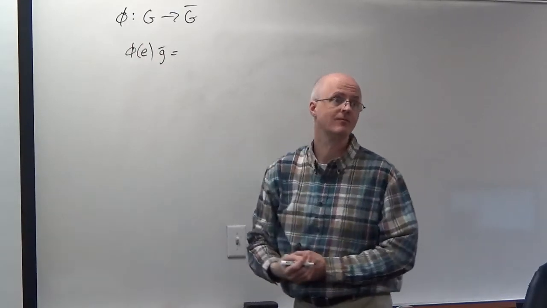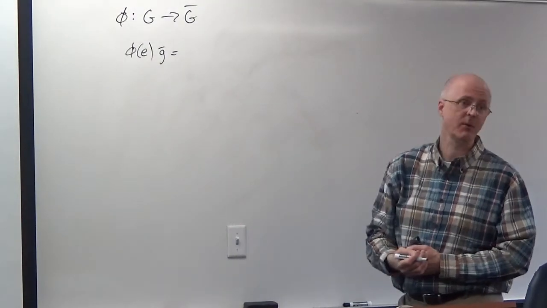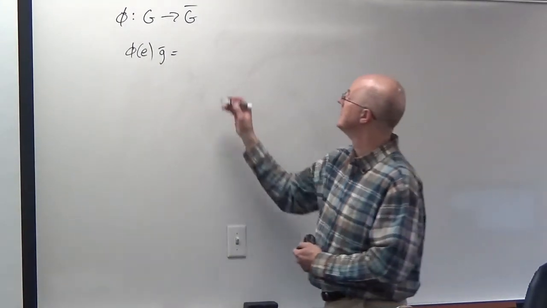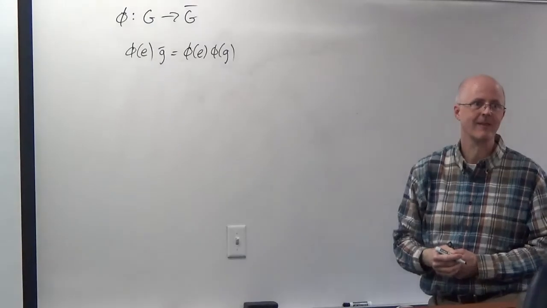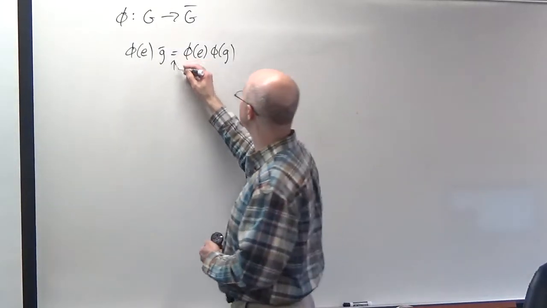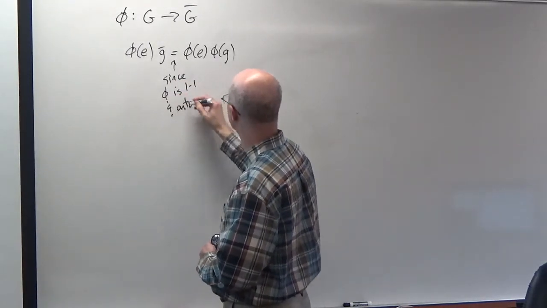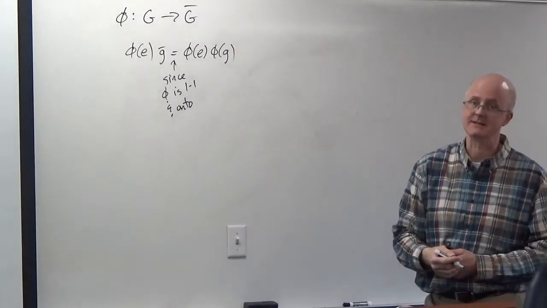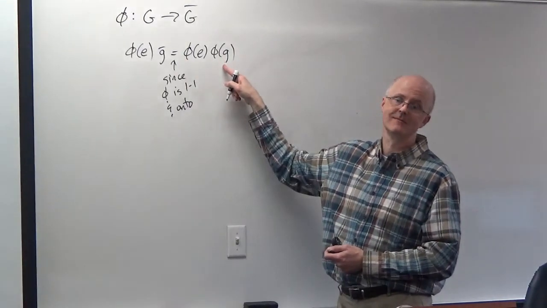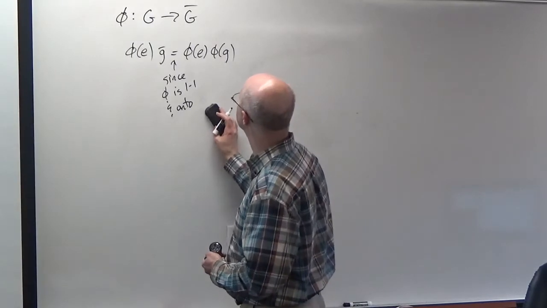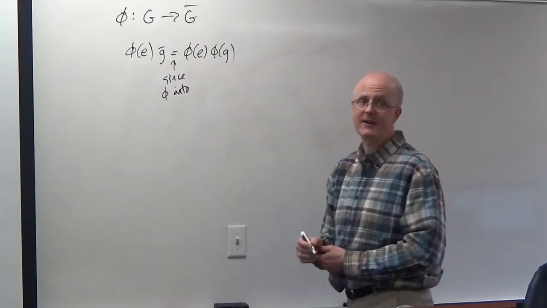Since phi is onto and one-to-one, there's a unique element of G that gets mapped to G bar. Call it G. Since phi is one-to-one and onto. Technically, you should say because it's onto first, and then because it's one-to-one. The one-to-one means that the G is unique. So it's actually enough to say phi is onto. Let me just go ahead and say that. We will use the fact that phi is one-to-one in a second here.